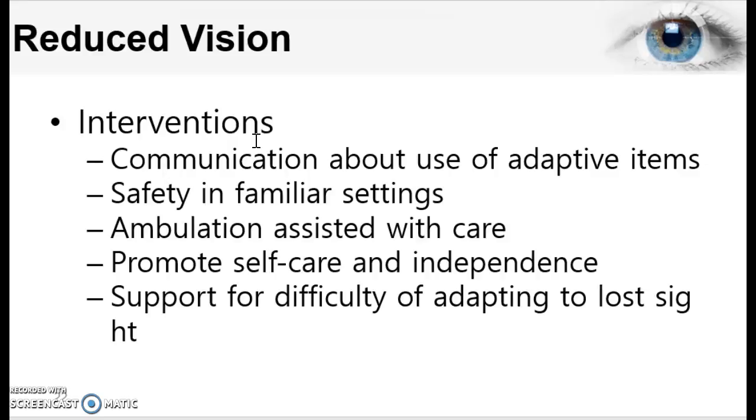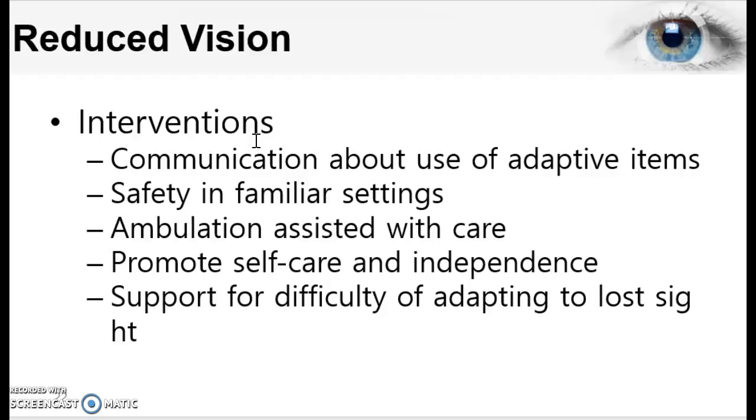So you may encourage them to set up their households in a way that they are very familiar with where things are kept, so that it's not a big issue where they could have taken the wrong medicine, or got the wrong item in reaching for something, or got into an unsafe walking situation because of things in their way. Ambulation assisted with their care. So making sure that they have methods to safeguard their ambulation. At the same time, promoting self-care and independence for as long as possible.